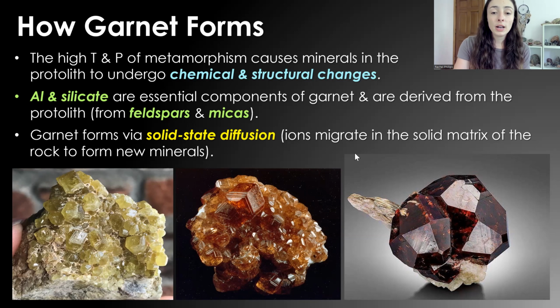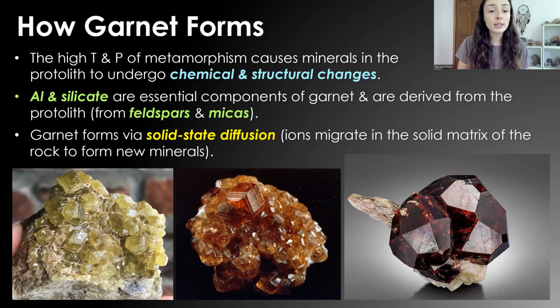This just means that ions migrate in the solid matrix of the rock to form new minerals. In other words, it doesn't melt completely. If it did, it would recrystallize and then be classified as igneous, not metamorphic. So it's still technically a solid, but it's under such high temperature and pressure that allows certain ions to migrate. And this is called solid state diffusion.